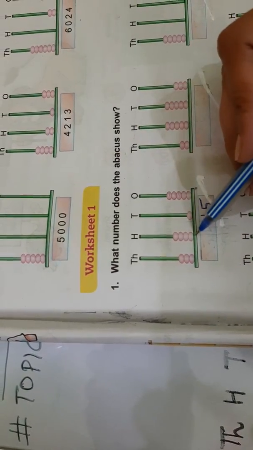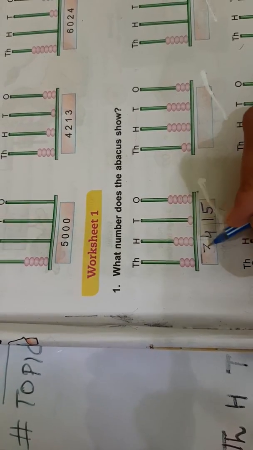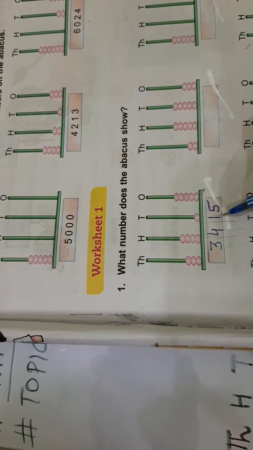And in the hundreds spike there are 1, 2, 3 and 4 beads, so I'm going to write 4 over here. In the thousands spike, 1, 2 and 3, so I'm going to write 3 over here. What is the number now? 3, 4, 1, 5. Again a 4-digit number. How we are going to read it, I will tell you later.